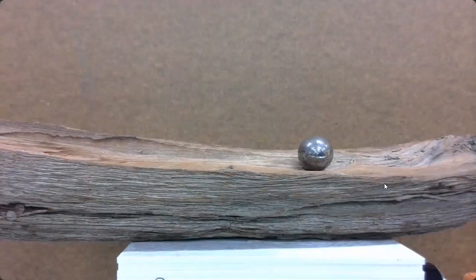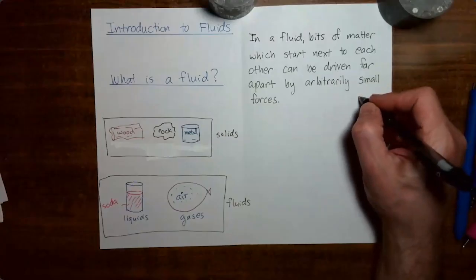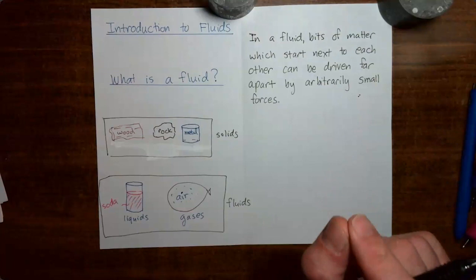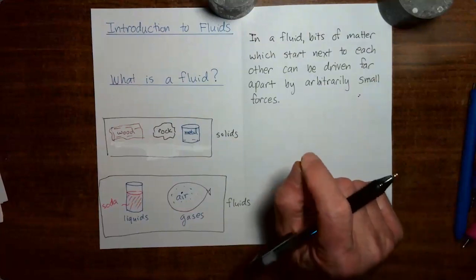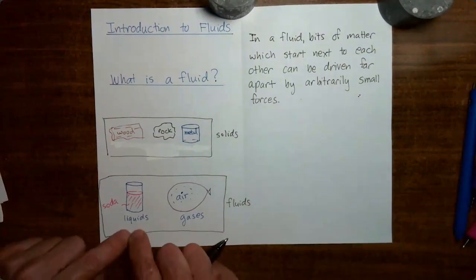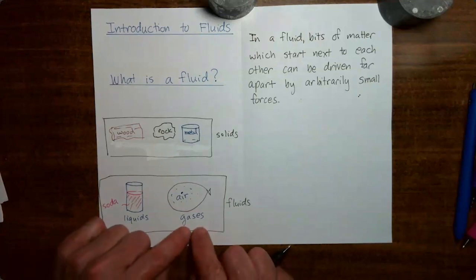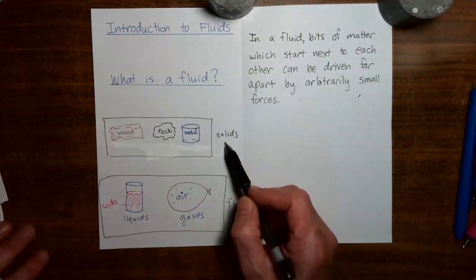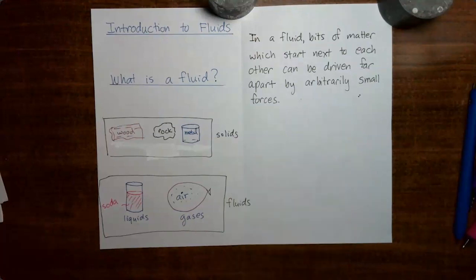So this gets us right to the essence of what makes a fluid a fluid. As I showed you in the demo, a fluid is a substance in which tiny bits of matter can start next to each other and then be driven far apart from each other by arbitrarily small forces. Liquids meet this definition, gases meet this definition, and as we saw in the video, solids do not meet this definition. So now I've given you a brief qualitative overview of what makes something a fluid or not a fluid.